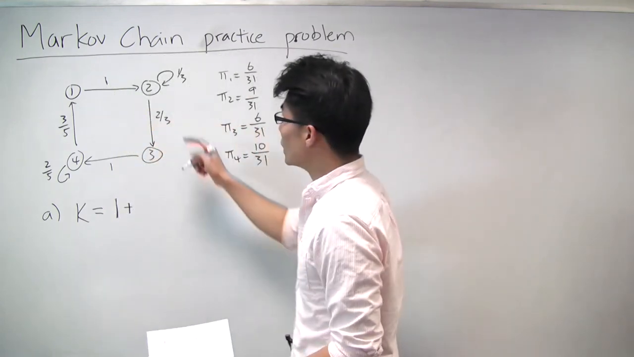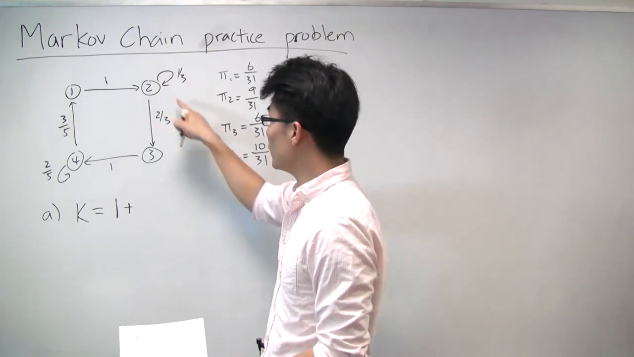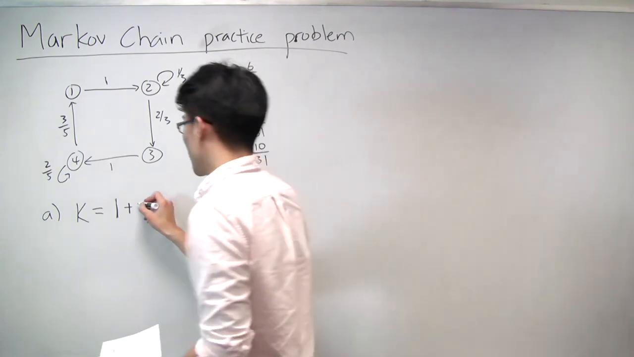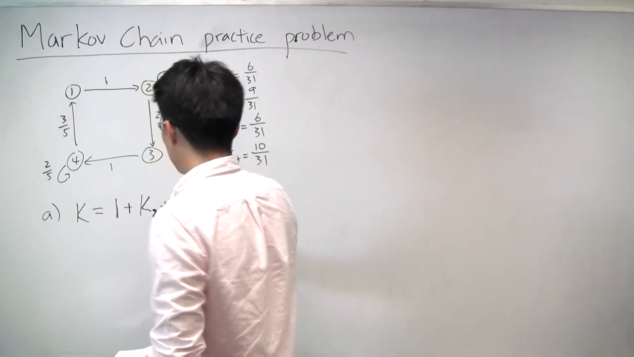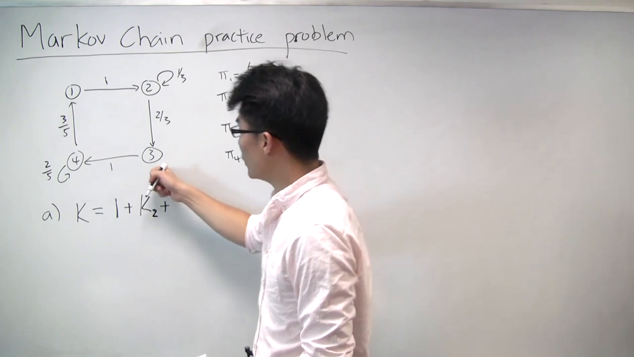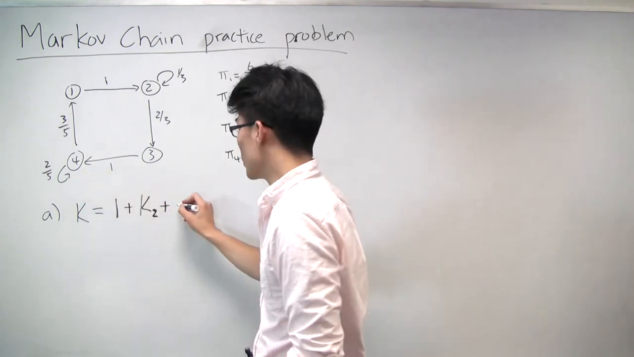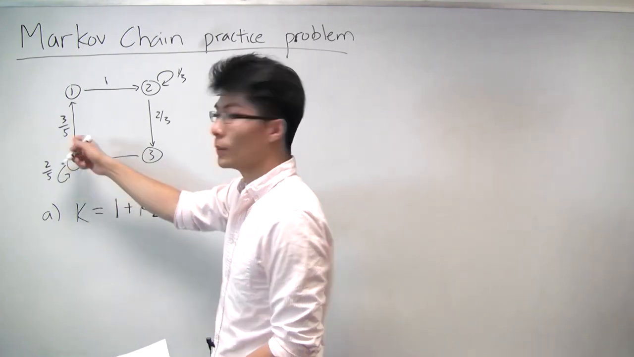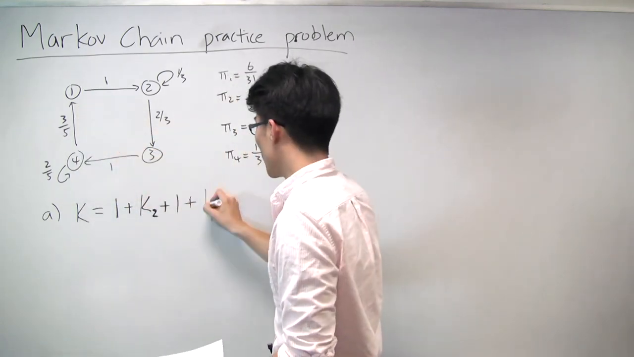Starting from state 2, we can stay in state 2 for some number of times, but eventually we'll leave and go to state 3. Well, we don't know exactly how many transitions that will be, so let's assign it a random variable k2. Now, after k2 transitions, we'll be at state 3. From state 3, we know for sure that after exactly 1 transition, we'll go immediately to state 4. So that's 1 more transition. And then starting from state 4, there's some random number of transitions before we go back to state 1. Let's call that k4.